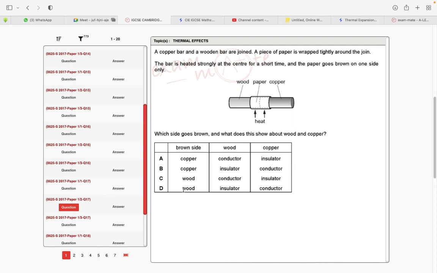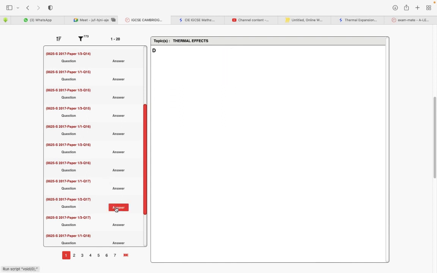So let's go through D again. The brown side is the wood. Wood is an insulator, and copper is a conductor. Yup. Okay, so that's correct.